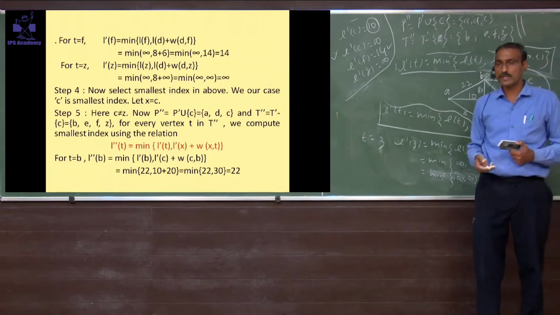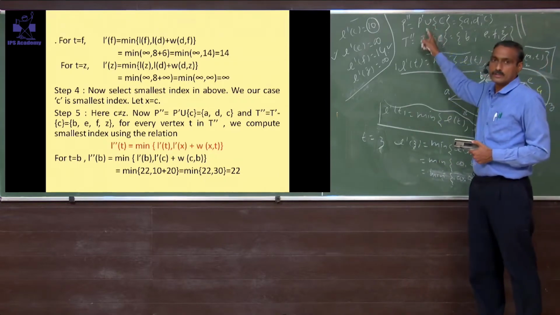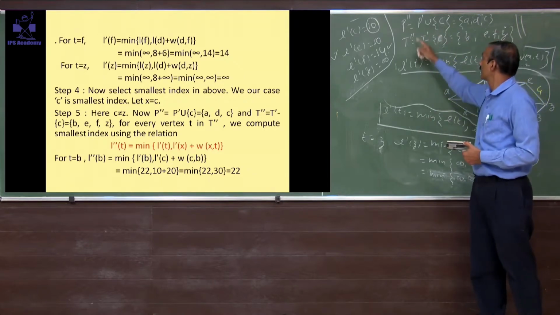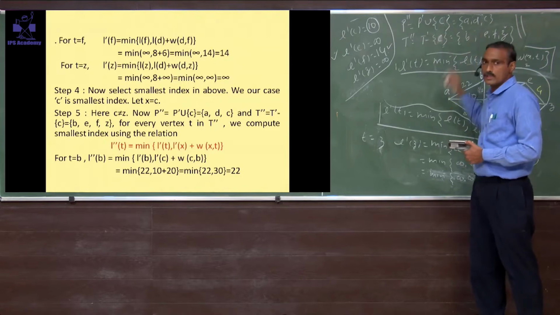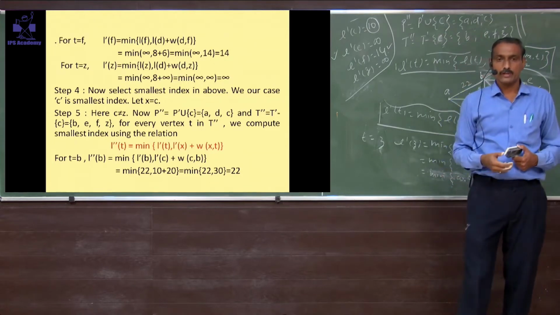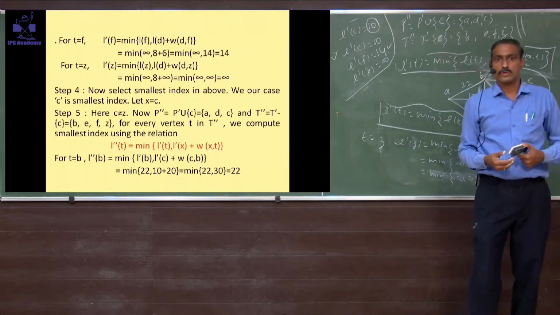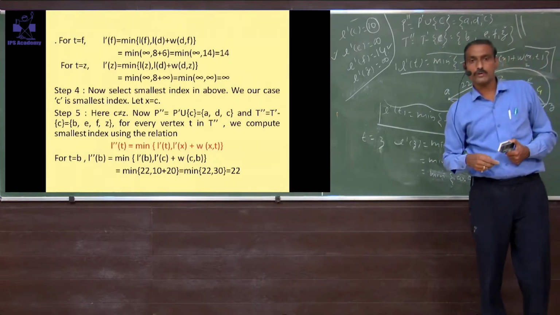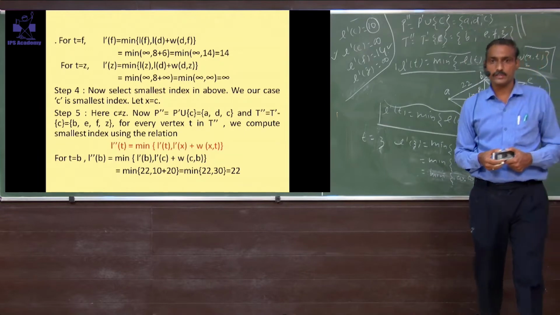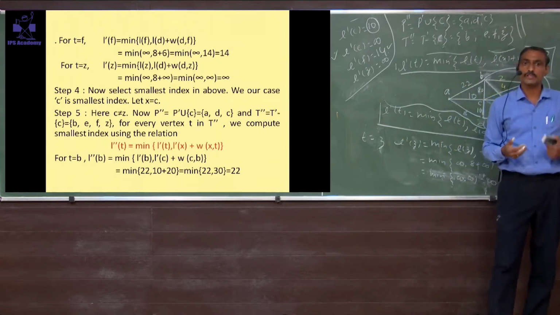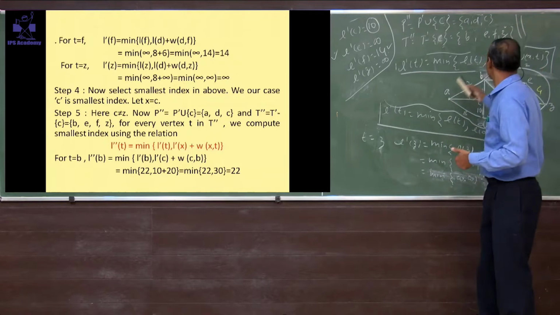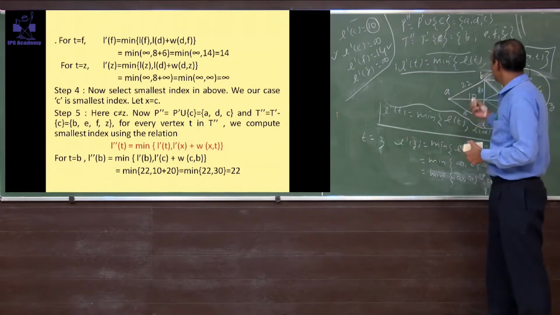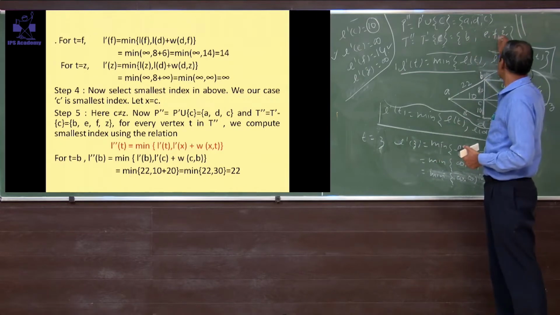So we create the new path, as we just discussed, and our new T' is B, E, F, Z, and the new path P'' is A, D, C, and we continue in a similar manner here. P' we already discussed, T' we already discussed. Now for every vertex T in T'', we compute the smallest index using the same relation. We have to find the smallest index for the remaining vertices B, E, F and Z.